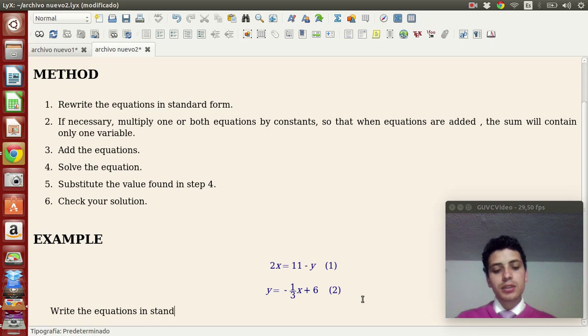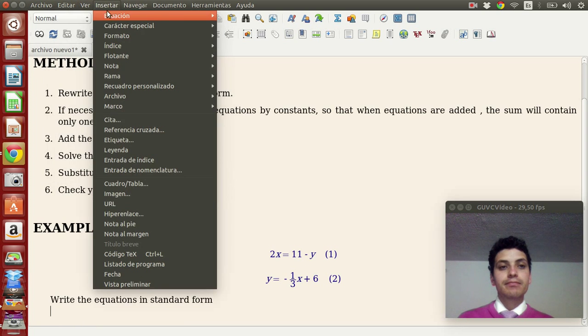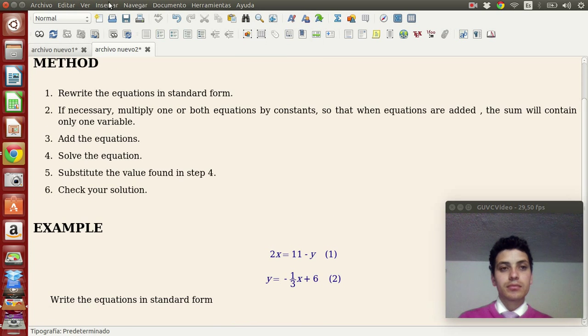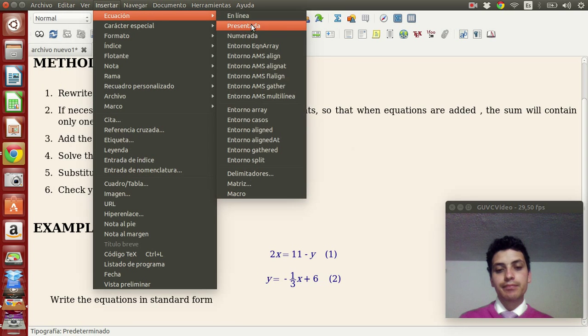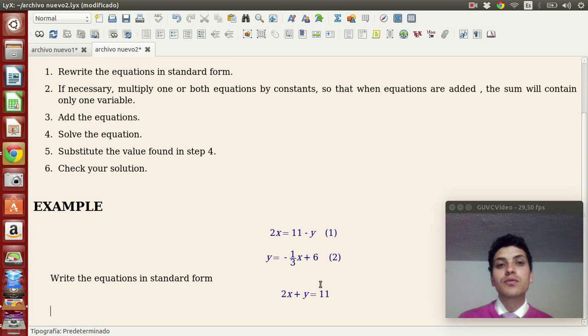Equation number 1 in a standard form. So we have 2x equals 11 minus y. I just have to add y to each side of the expression to have 2x plus y equals 11. I have equation number 1 in a standard form.